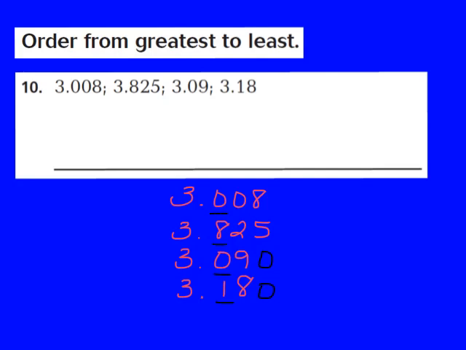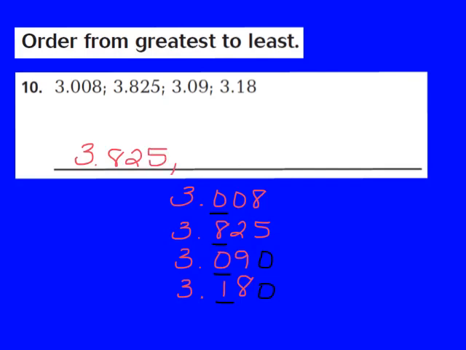And what I can now do is start ordering from greatest to least. Because when I look at those numbers, what I know is this. I know that 8 is greater than the 0 here, the 0 here, and the 1 here. So I know that this number is going to be my greatest number. So I'm going to go ahead and write that number down as my greatest number in ordering from greatest to least. So I'm going to go ahead and write down 3 and 825 thousandths because that is my greatest number.